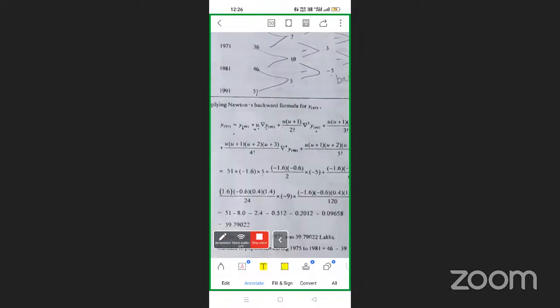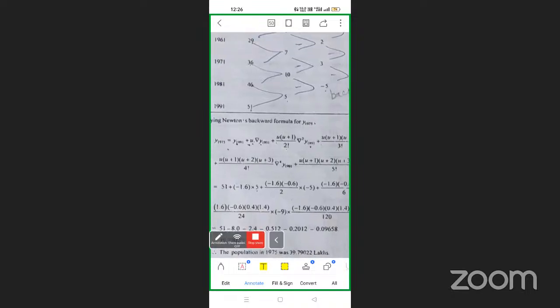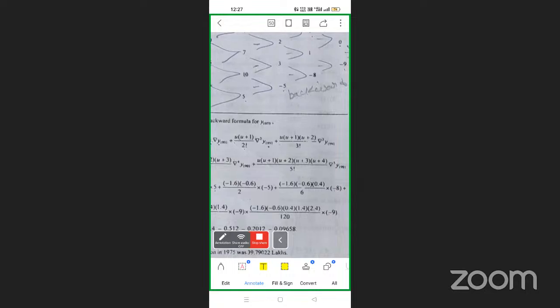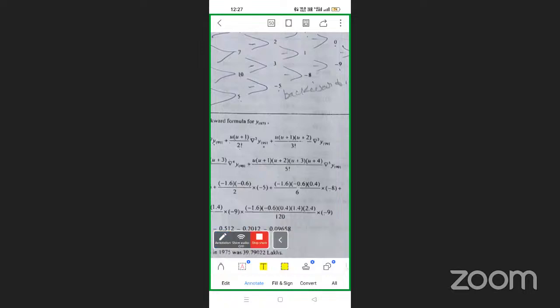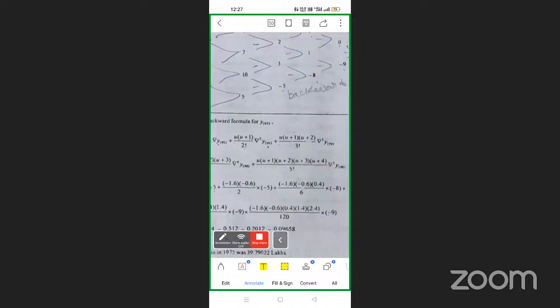Next formula, Newton's backward interpolation formula. The actual formula is: y equals yn plus u into delta yn plus u into u plus 1 by 2 factorial into delta square yn plus u into u plus 1 into u plus 2 by 3 factorial into delta cube yn. But here yn is nothing but 1991. Write it down up to delta power 4 and up to fifth order.